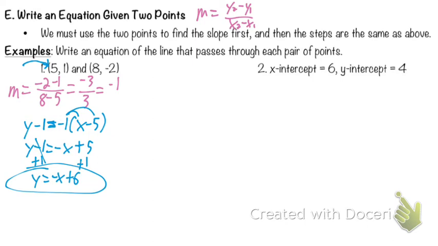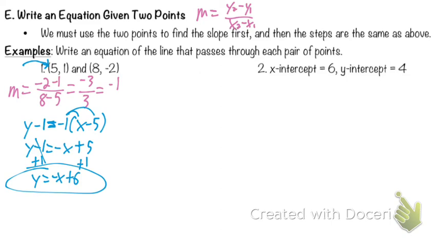Yeah, Abby? Could you have y equals negative 1x? Yeah, you totally could have y equals negative 1x. Negative 1x and negative x, those are the same thing. Good question. So once again, we just added on one more step from what we did before.